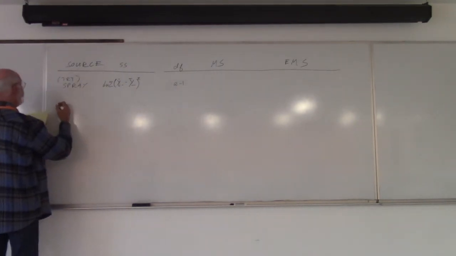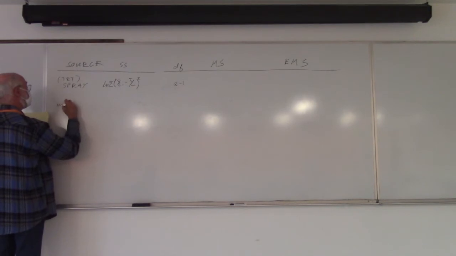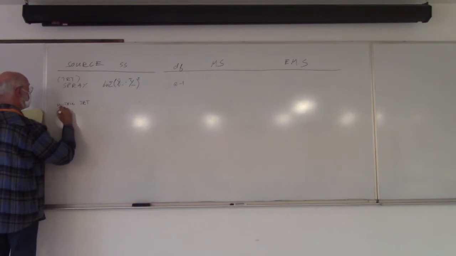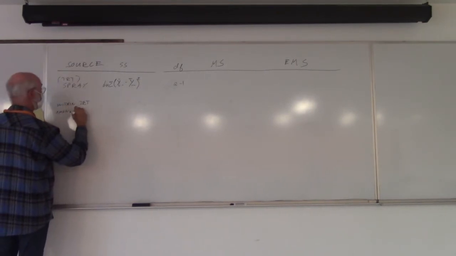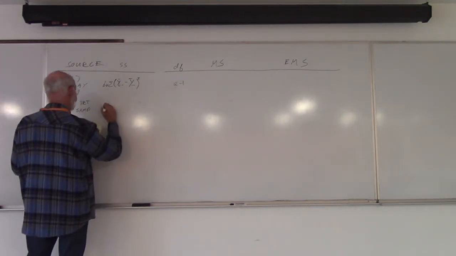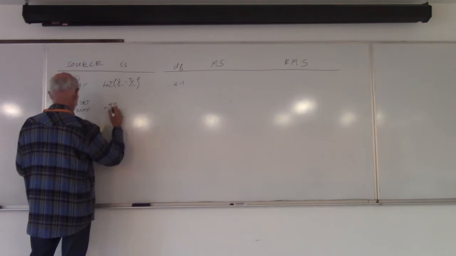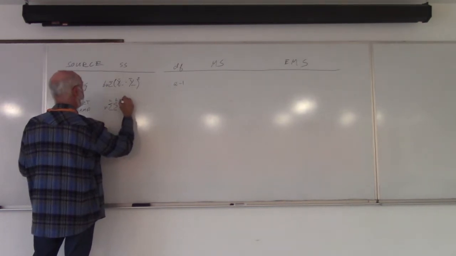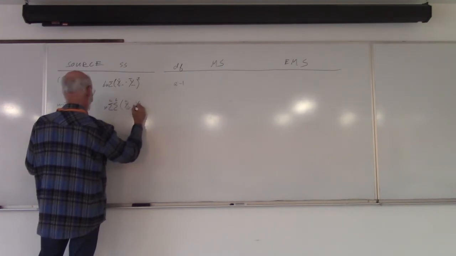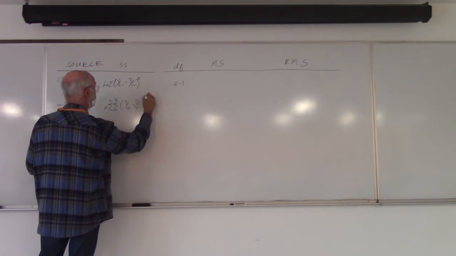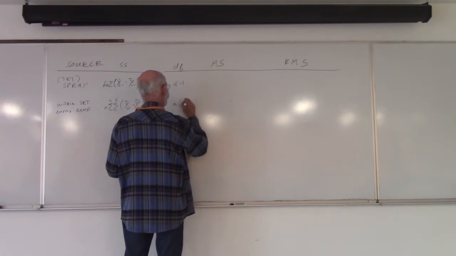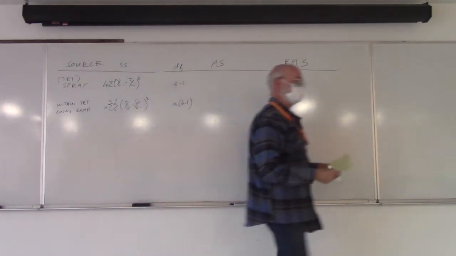For within treatment, among samples, I have N times the double sum, so across A and across B, of Y i j dot bar minus Y i dot dot bar quantity squared. And now I have A times B minus 1 degrees of freedom.